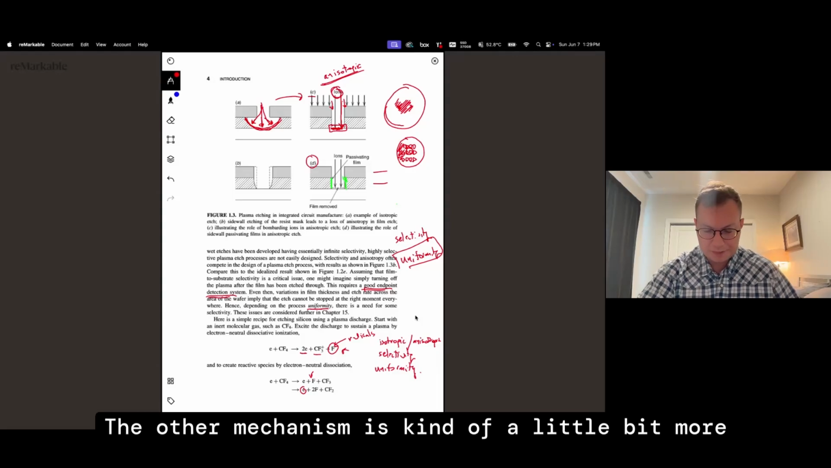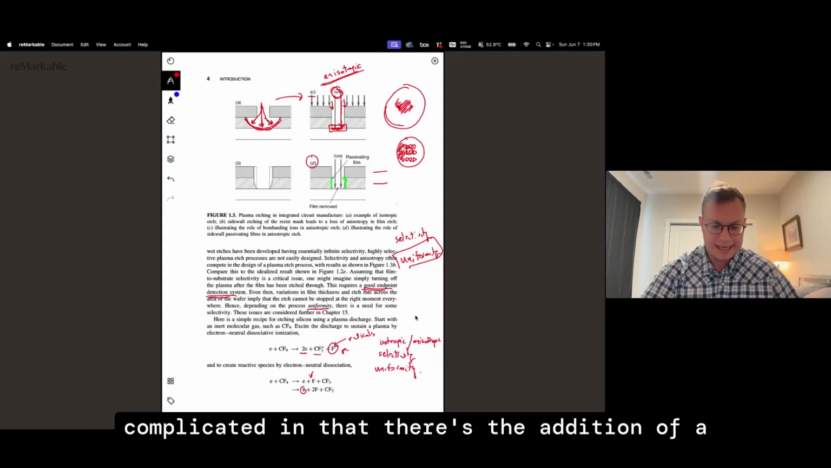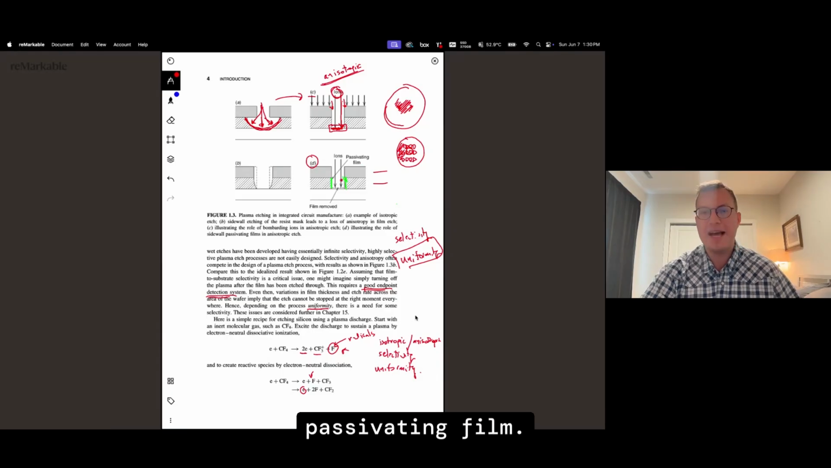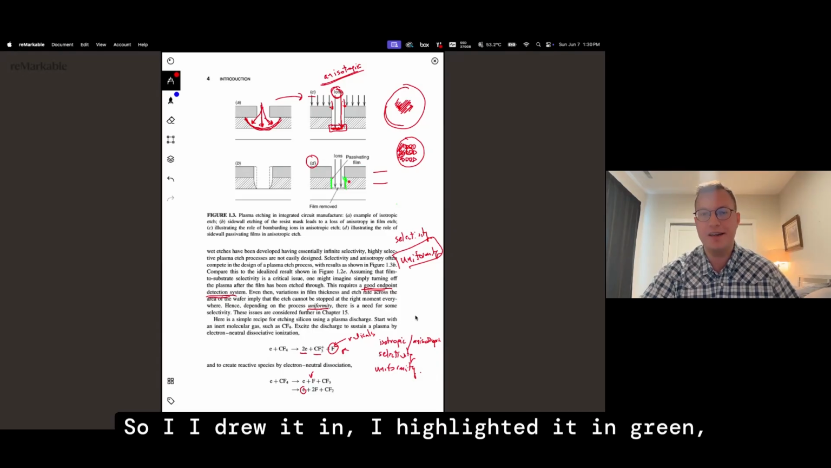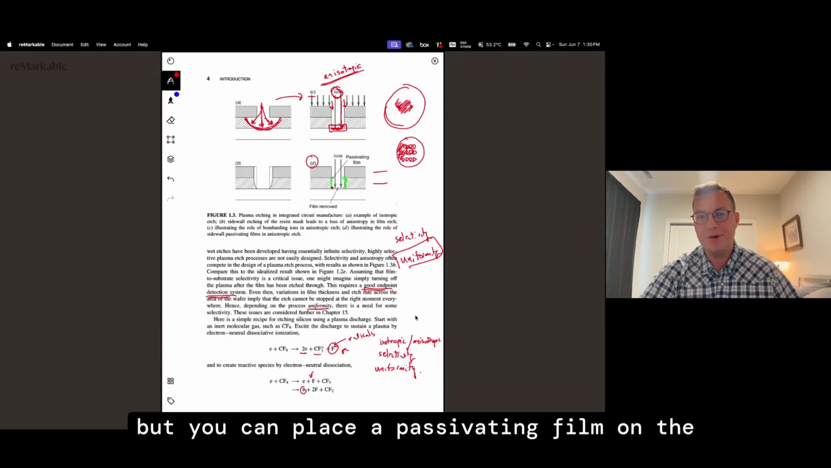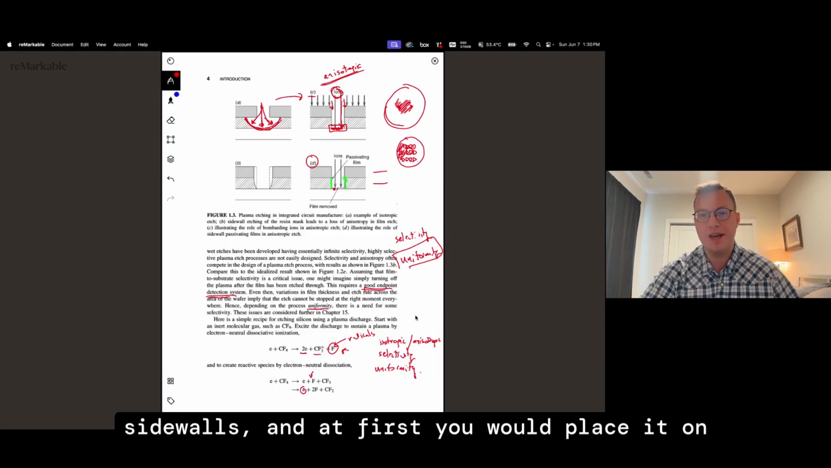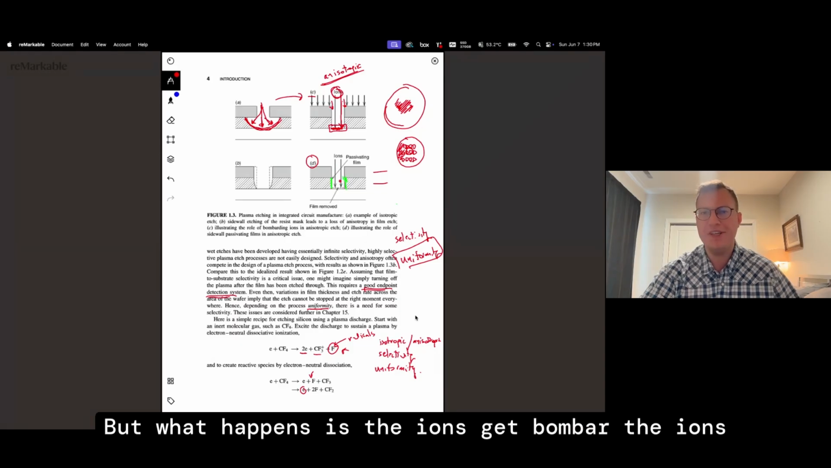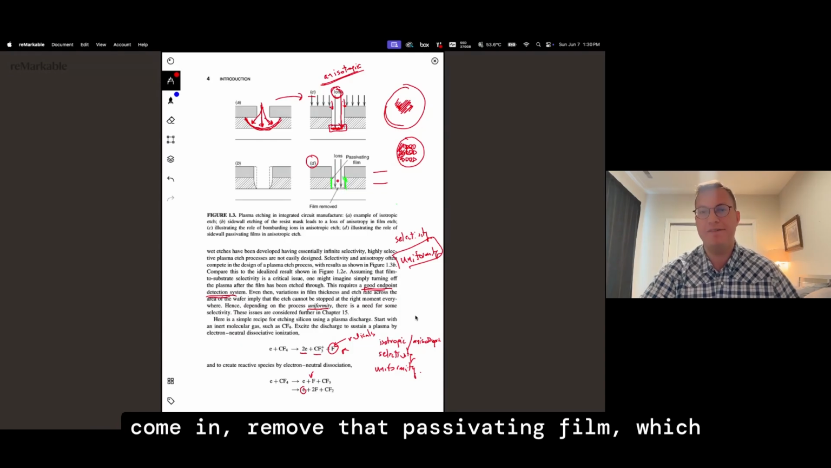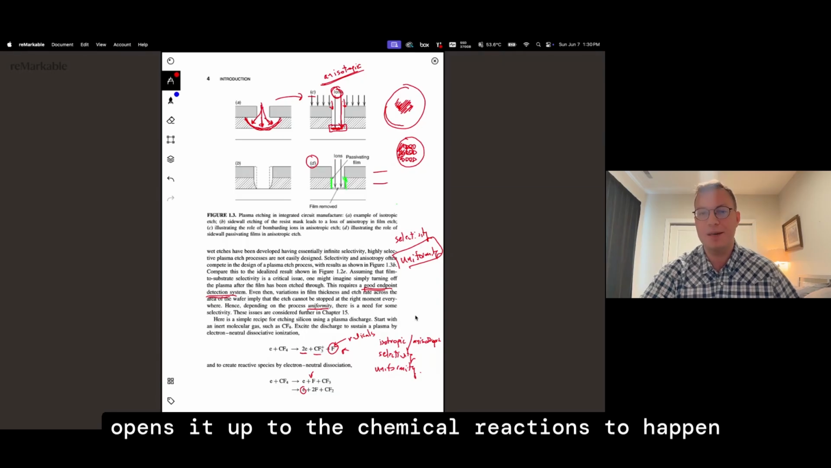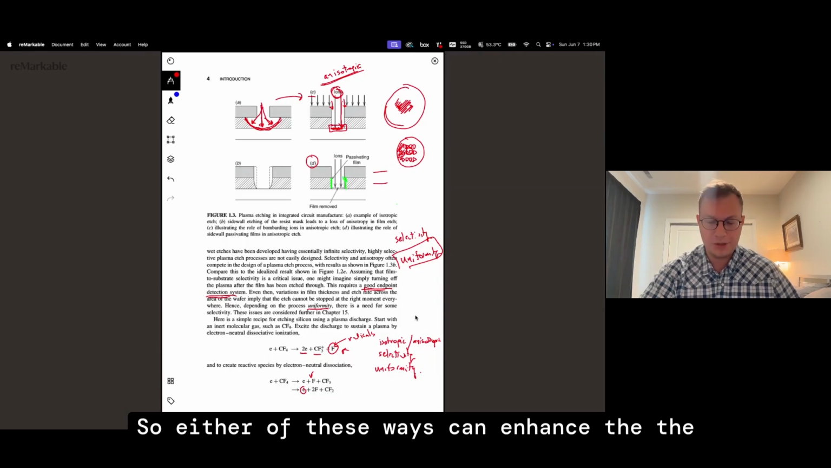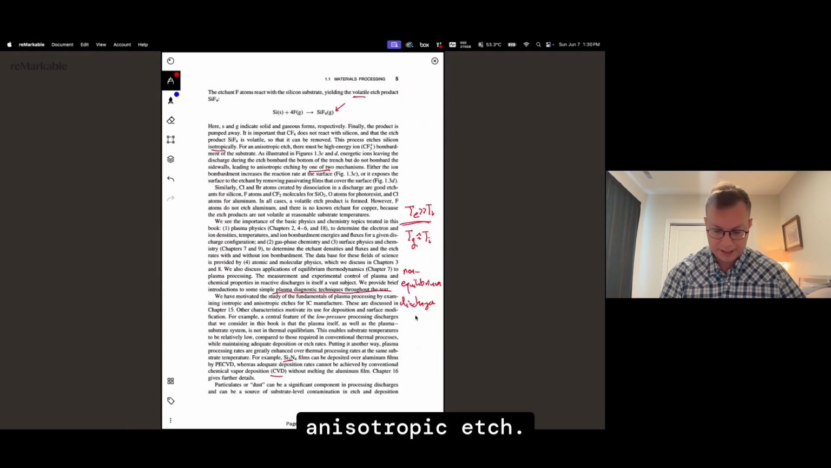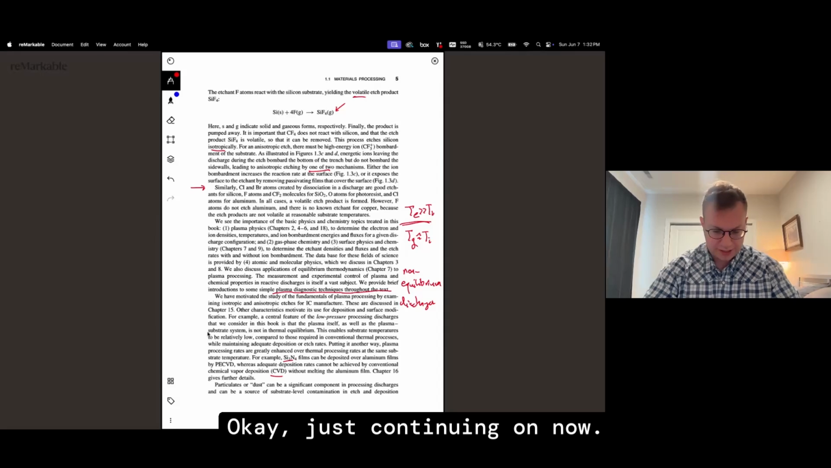The other mechanism is a little bit more complicated in that there's the addition of a passivating film. So I drew it and highlighted it in green, but you can place a passivating film on the sidewalls, and at first you would place it on the bottom here, but what happens is the ions come in and remove that passivating film, which opens it up to the chemical reactions at the bottom. So either of these ways can enhance the anisotropic etch. Okay, just continuing on now.